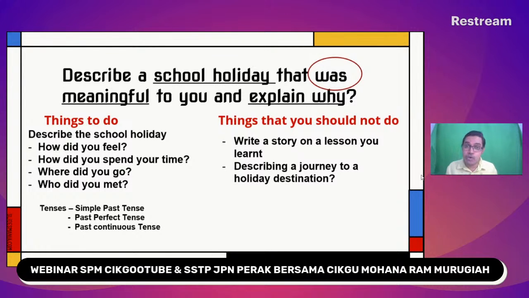You can write a story, describe a school holiday that you went on with your family, and you can actually explain what you did with your family there. For example, you could describe a holiday where you went to your grandparents' house with your parents and your siblings, and you can describe what you did with your grandparents there. How did you spend time with your grandparents and your family there? And who are the other people who came and joined you during your holiday there? And what made that holiday a meaningful holiday?